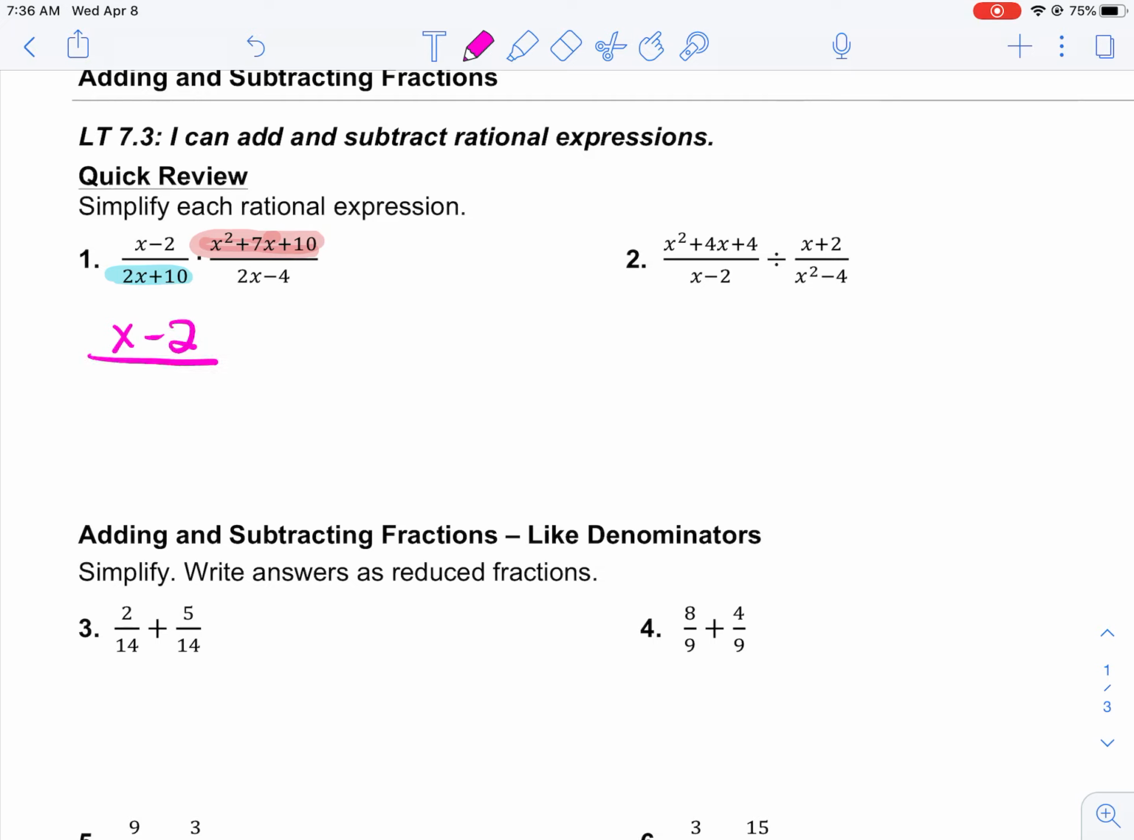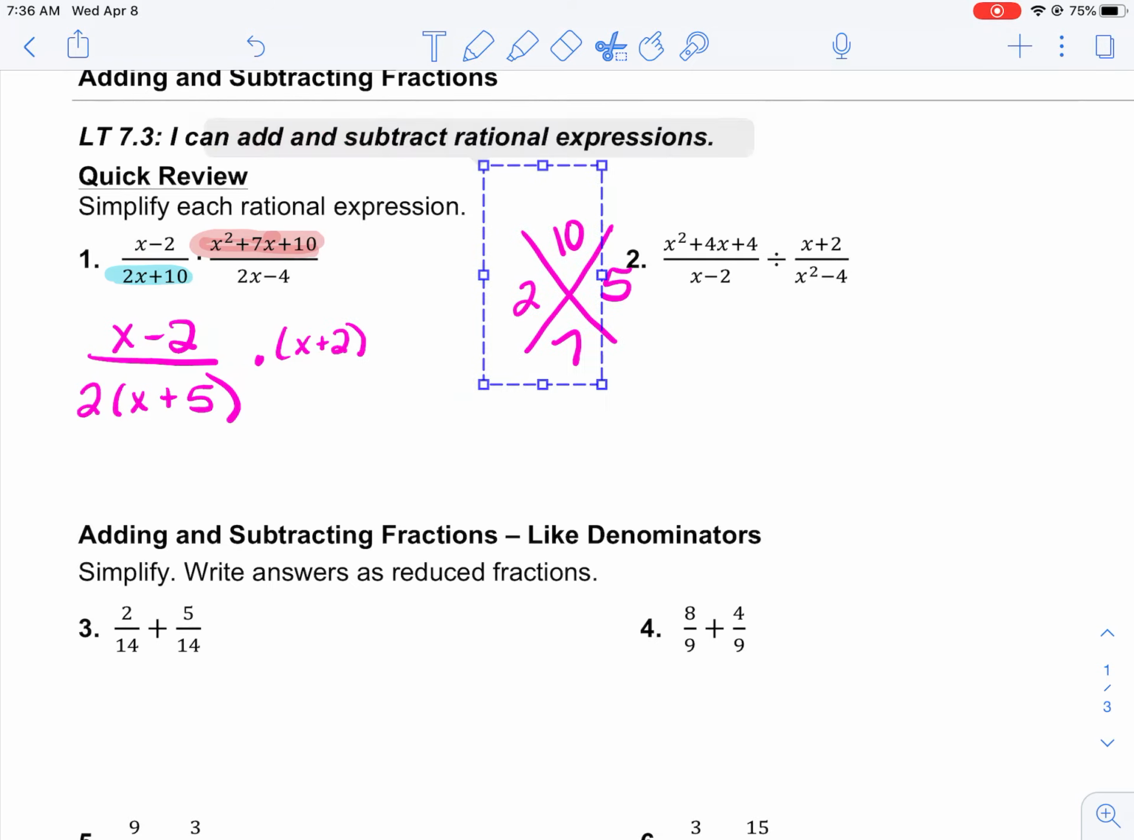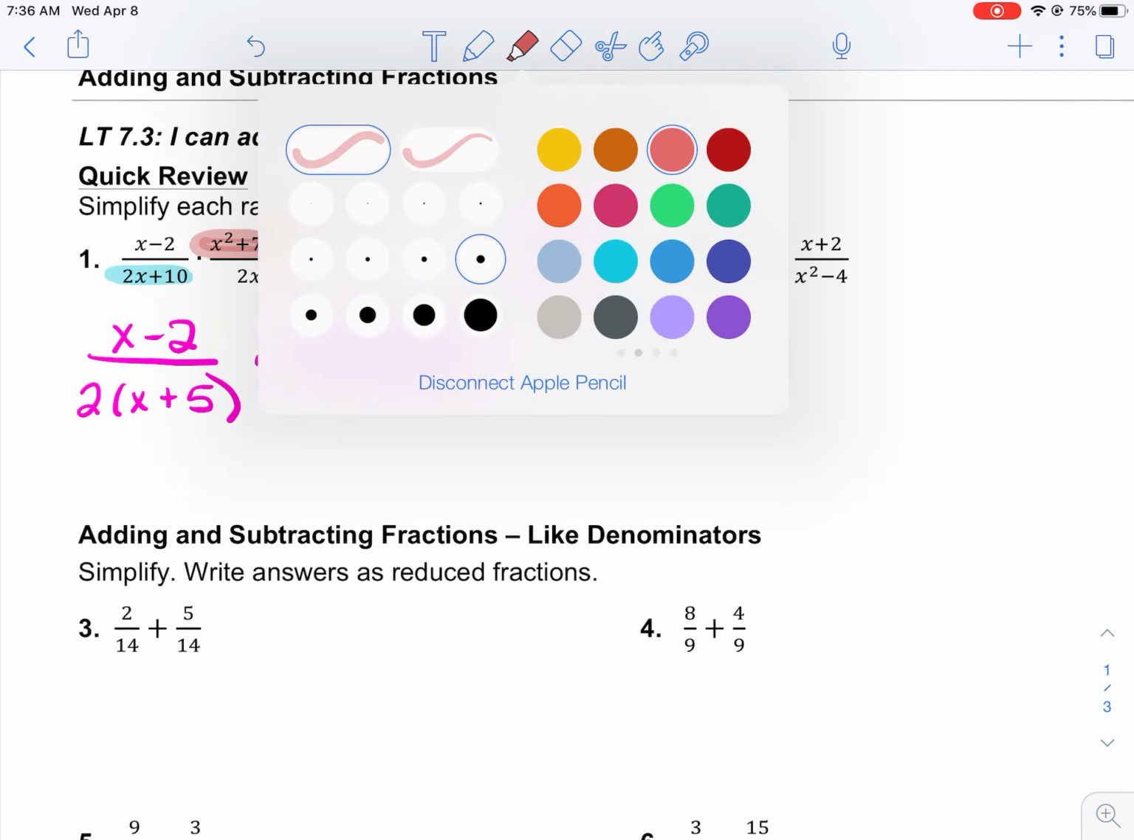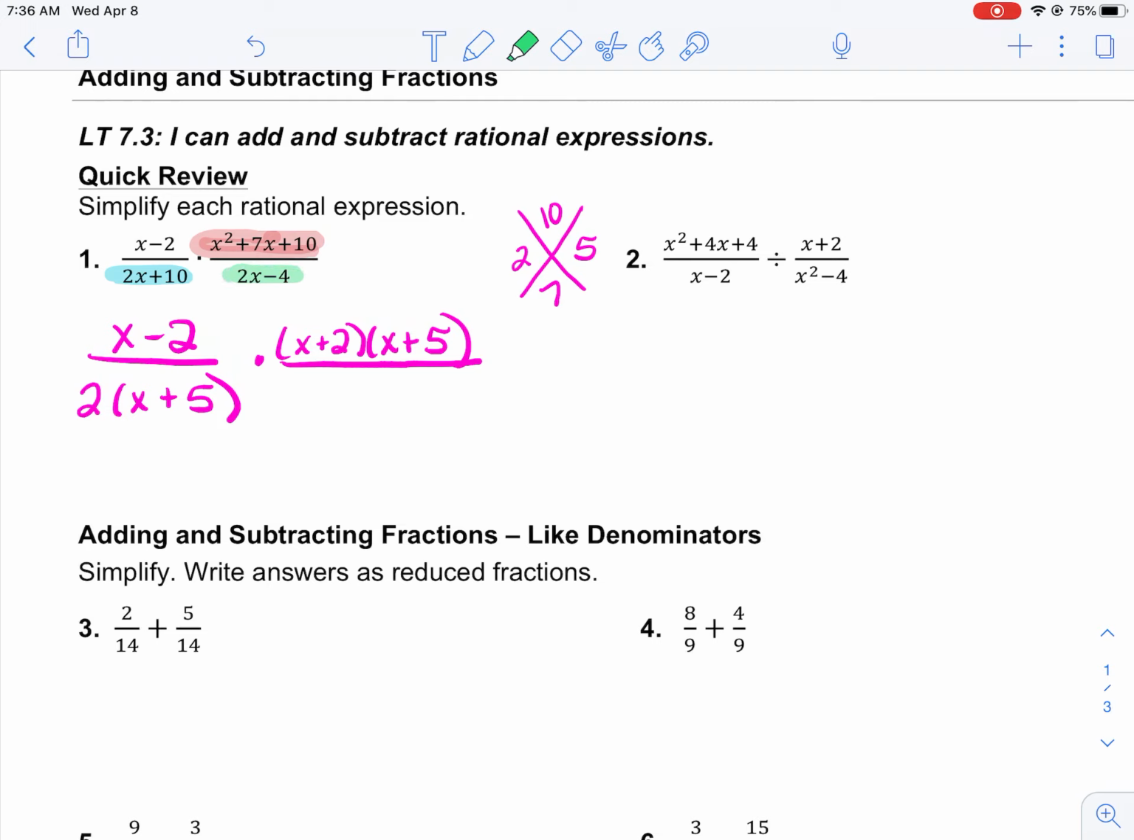So we're going to keep the x minus 2. We're going to factor 2x plus 10 by taking a 2 out. We're left with x plus 5. And then we need to think of two numbers that multiply to 10 and add to 7. So if we use 2 and 5, the factors are going to be x plus 2 and x plus 5. You can also use an area model for that. And then I just noticed, we can also factor this denominator here. This is a GCF, so this has a GCF of 2, and we're left with x minus 2.